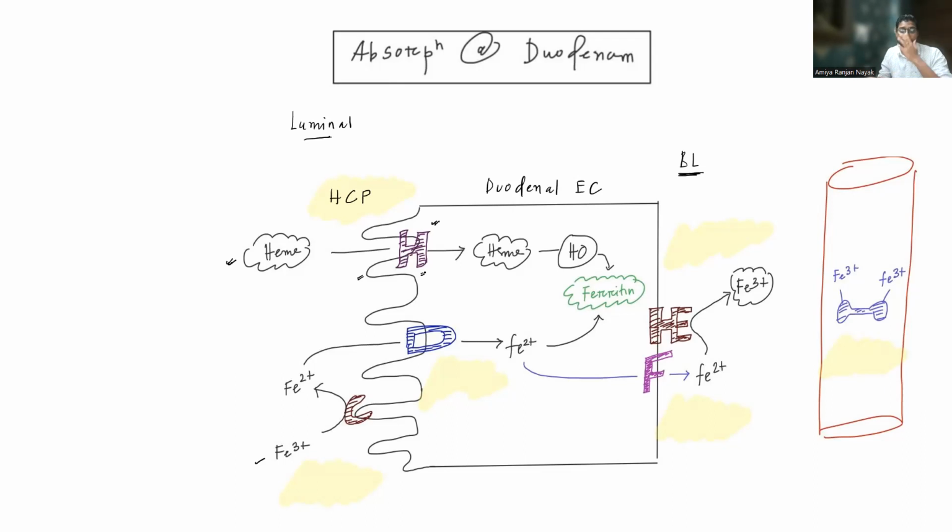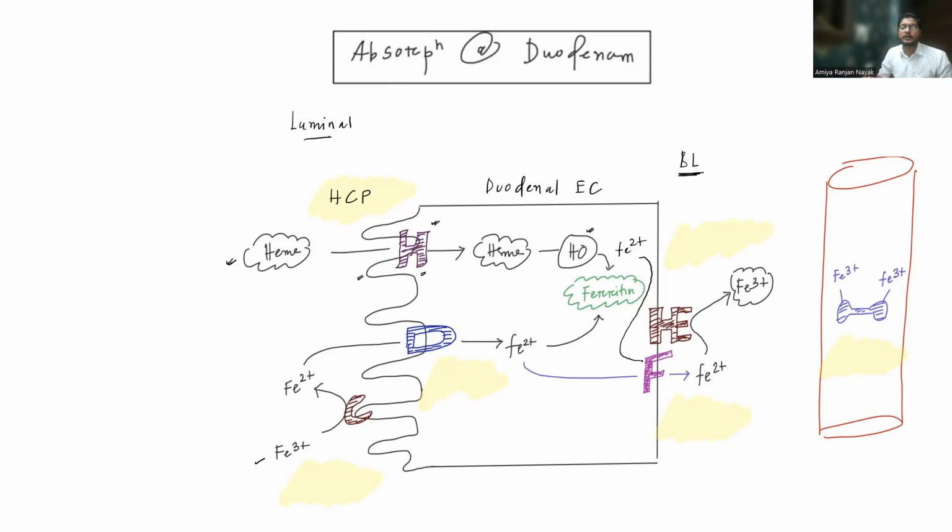Once the heme is inside this epithelial cell, then heme oxygenase, this is the enzyme that can act upon this heme, and it will release the iron. Okay, and that iron can be stored in the form of ferritin, and also whenever there is requirement, this iron can also be transported out of the cell. How it is getting out of the cell, that we'll discuss later.